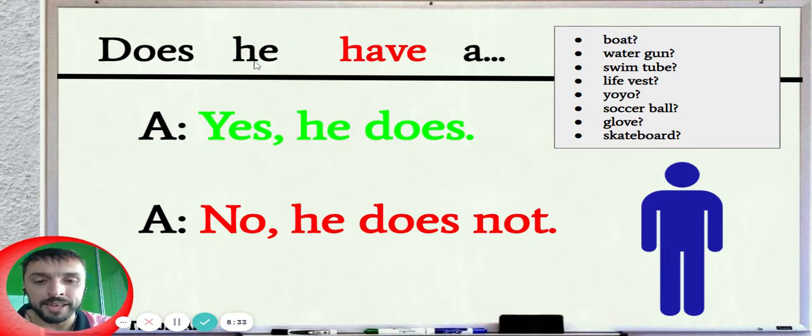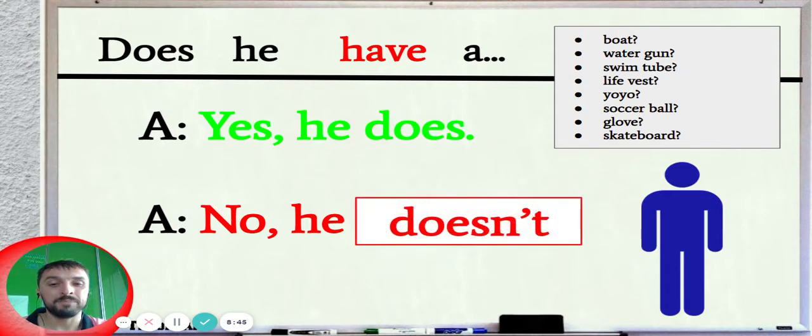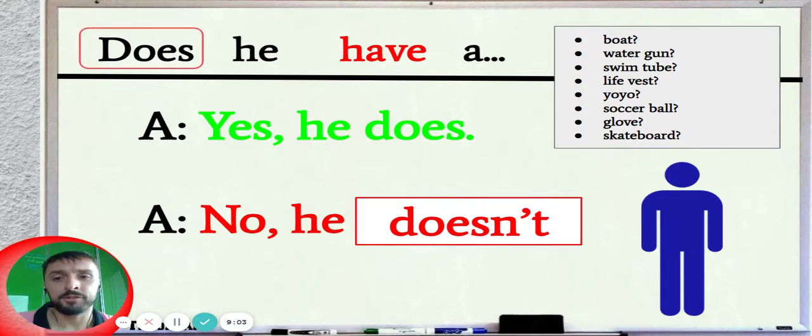Okay, so remember, he to he, does to does, because it's no, we put not on the end. No, he does not. But we change it: does not becomes doesn't. No, he doesn't. No, he doesn't.